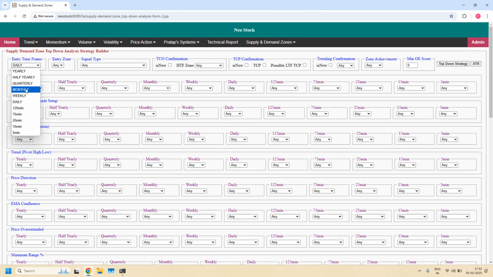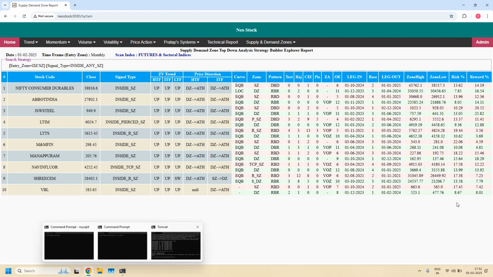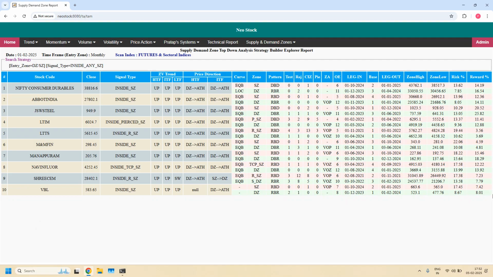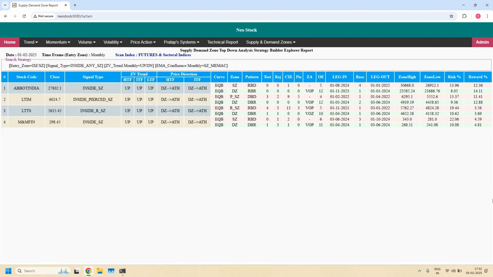monthly time frame. Price closed inside the monthly supply zone. We got 10 stocks. So out of these 10, how many of these monthly supply zones are having monthly EMA confluence? Let us verify. So in the EMA confluence at monthly time frame, I am setting the filter monthly supply zone having monthly EMA confluence. And the trend on the monthly time frame is either up or down. With these filters, we got 4 stocks.